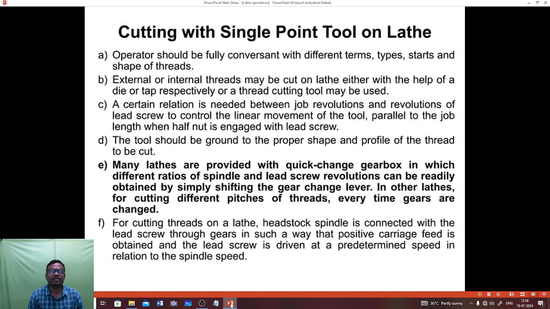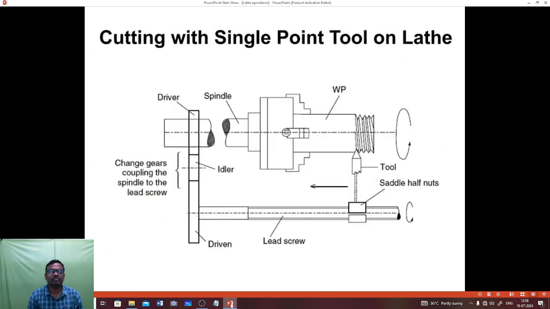Cutting with single point tool only. Operators should be fully conversant with different types, starts and shapes of threads. External or internal threads may be cut on a lathe either with the help of a die or tap, respectively, or a thread cutting tool may be used. A certain relation is needed between job revolutions and revolutions of the lead screw to control the linear movement of the tool, parallel to the job length, when the half nut is engaged with the lead screw. The tool should be ground to the proper shape and profile of the thread to be cut.